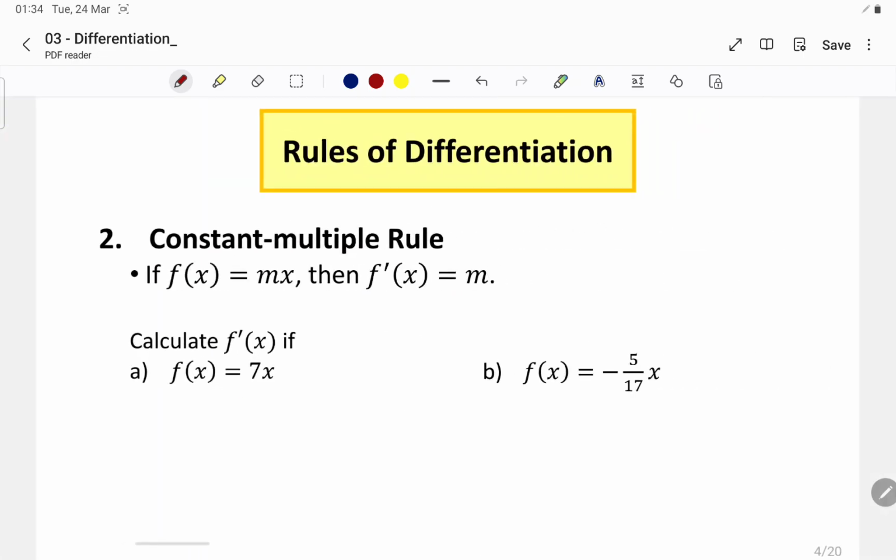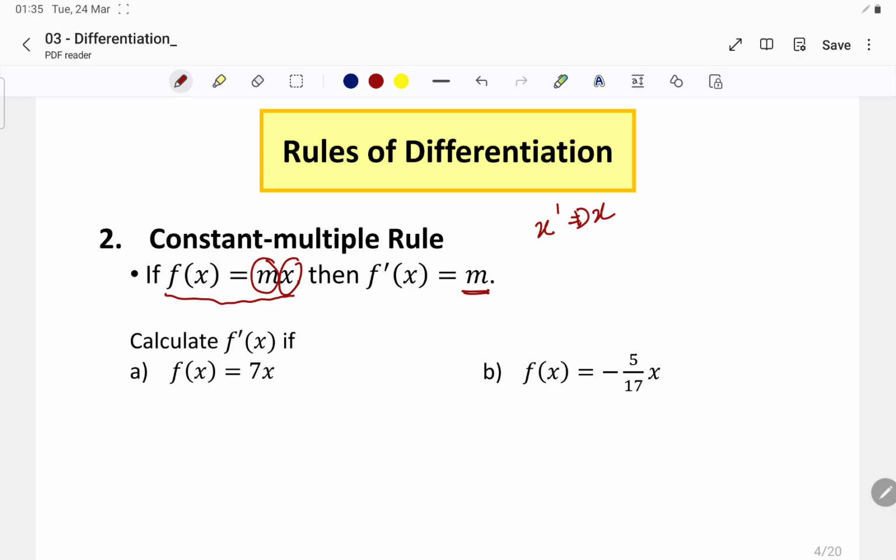The second rule is the constant multiple rule, where we have f(x) equal to mx. When we differentiate it, it becomes m. Remember, you have a function f(x) equal to mx, where m is any constant that you can have. x is a variable. If you see here, x is x to the power of 1, so by right it's only x. When you differentiate it, it becomes m.